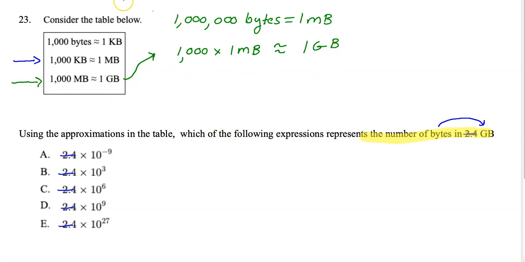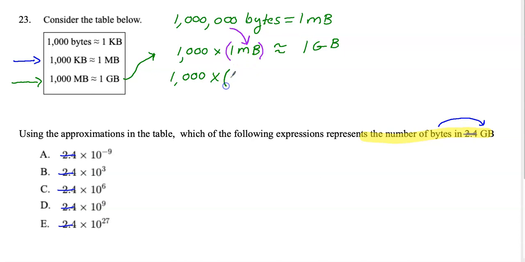Now it says here that 1,000 bytes equals 1 megabyte. So I'm going to replace this 1 megabyte with, I meant to say 1 million bytes equals 1 megabyte. I'm going to replace this 1 megabyte here with this. See that? So let's rewrite this. It's going to become 1,000 times, I'm replacing the 1 megabyte with a million bytes because that's my conversion factor.